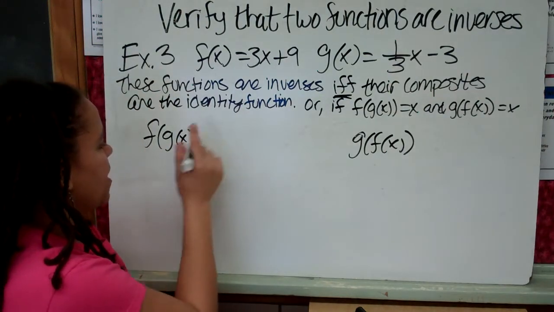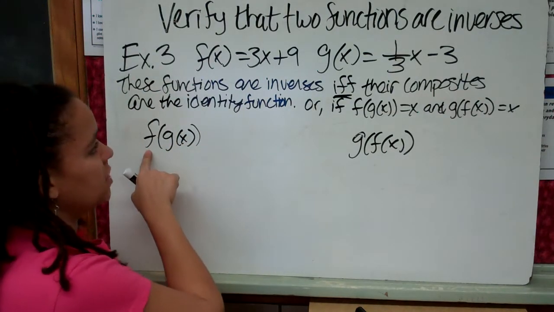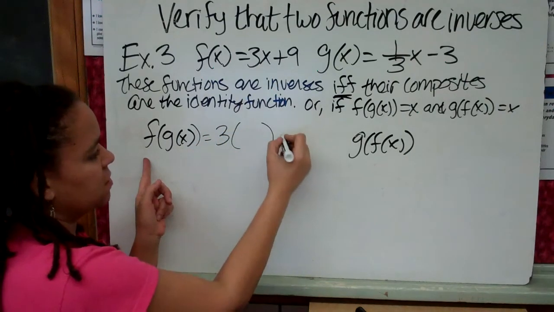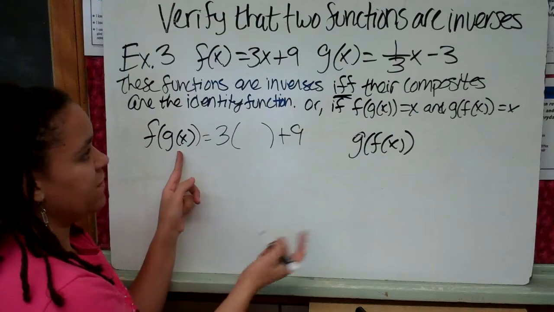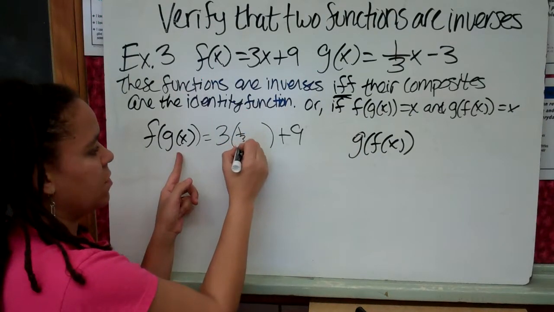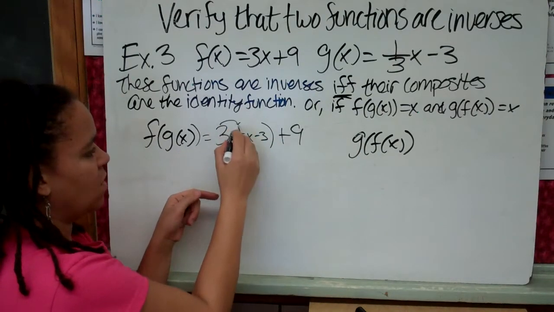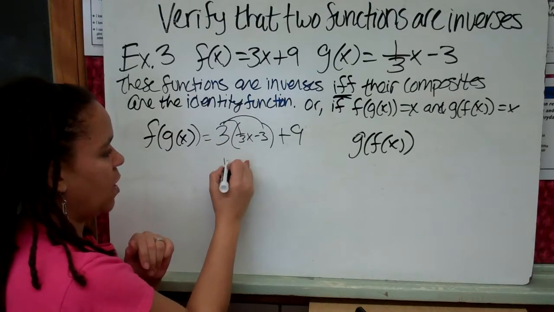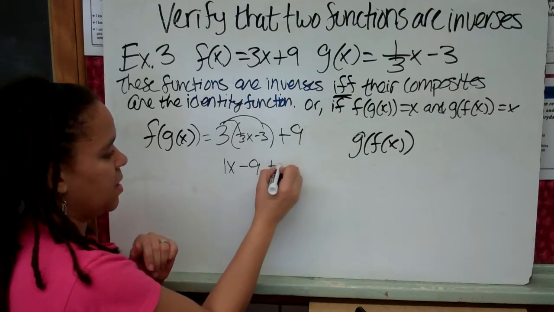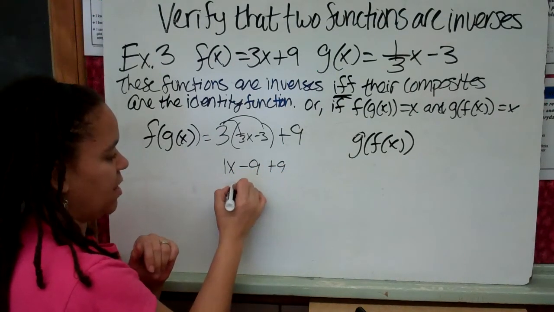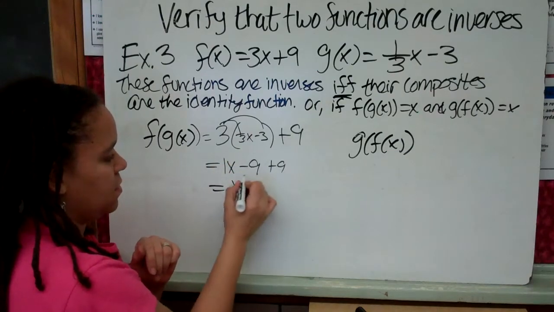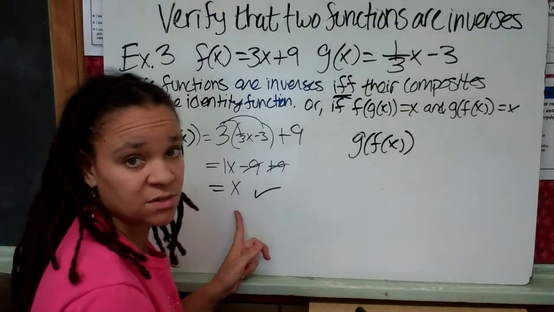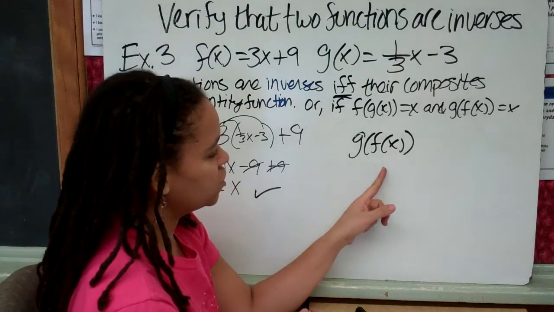So let's try it. F of g of x. Remember, let's write out the f function. Leave a big old space for that x, plus 9. Stick g of x inside there: 1/3 x minus 3. And solve. So 3 times 1/3 is just going to be 1. So we're going to be left with 1x minus 9 plus 9. So this is going to cancel out. 9 minus 9 would cancel out. I'm just left with x. So this one works because the composite comes out to be the identity function. Let's try the other one.